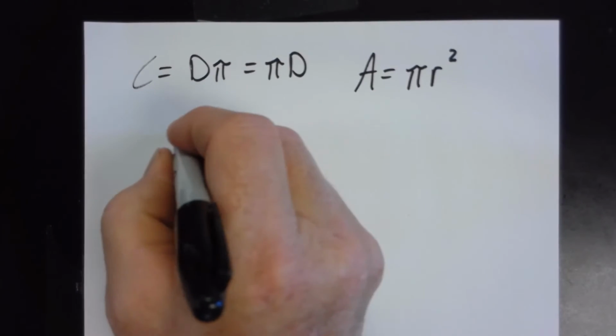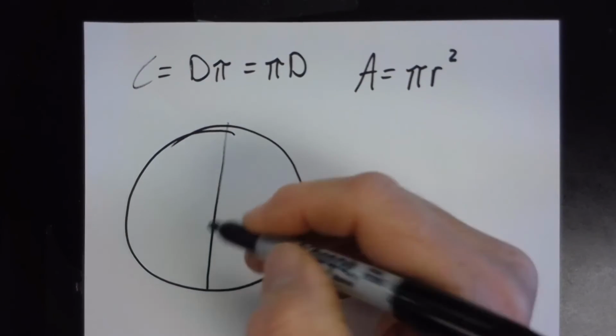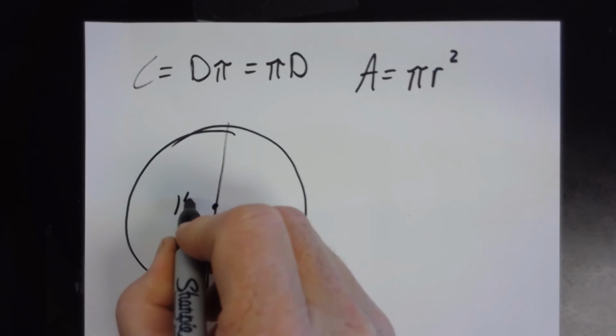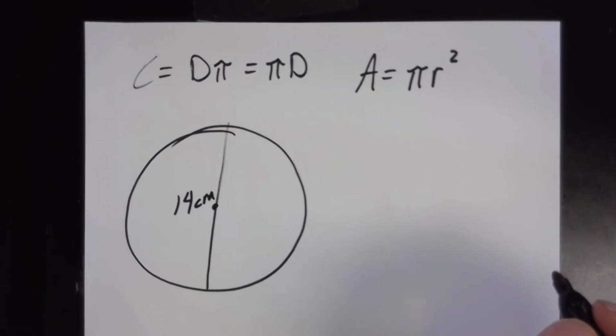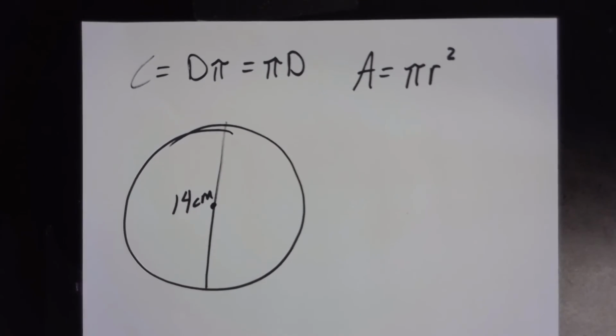So here's a circle. I'm going to tell you the diameter this time. I'd like you to find the circumference and the area. You don't even have to draw the circle this time. I've got it for us. Inches, right? What's that? All centimeters.